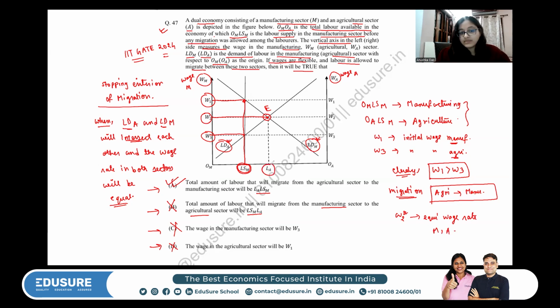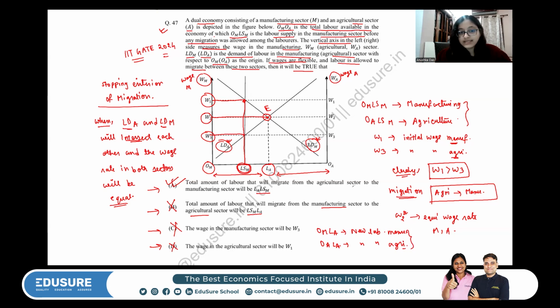And this will be the optimal amount of labor that will be employed. From the origin, OMLA is the optimum labor that is employed in the manufacturing sector now. And LAOA or OALA, whatever you call it, is the optimal labor that is employed in the agricultural sector, right? Let me write that down. OMLA is the new labor employed in the manufacturing sector, and OALA is the new amount of labor employed in the agricultural sector.